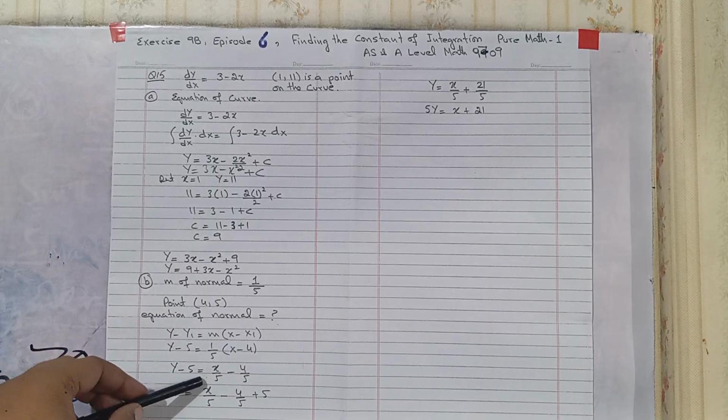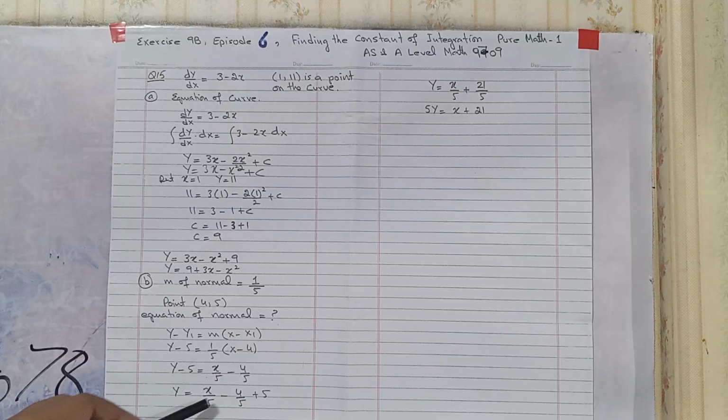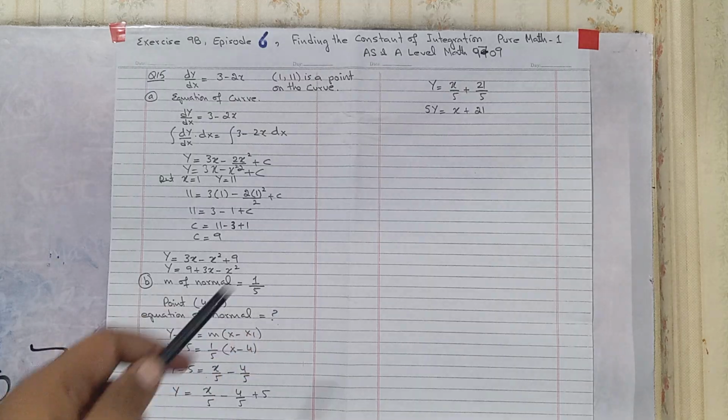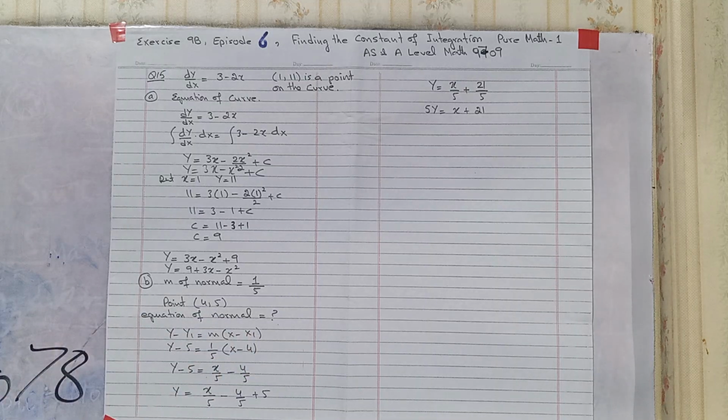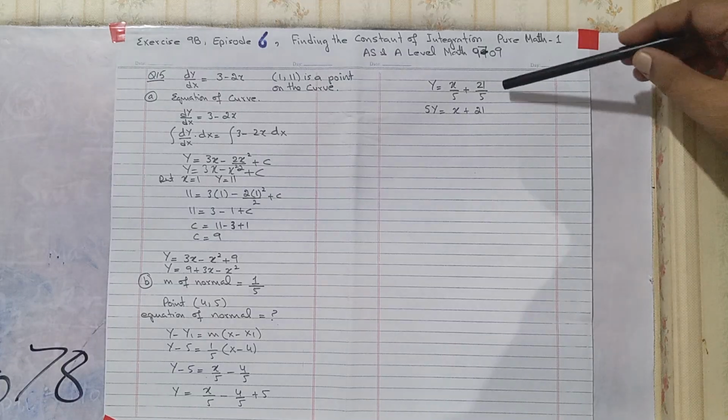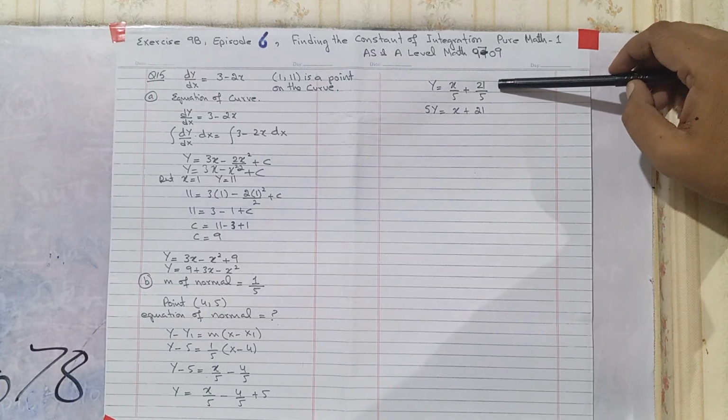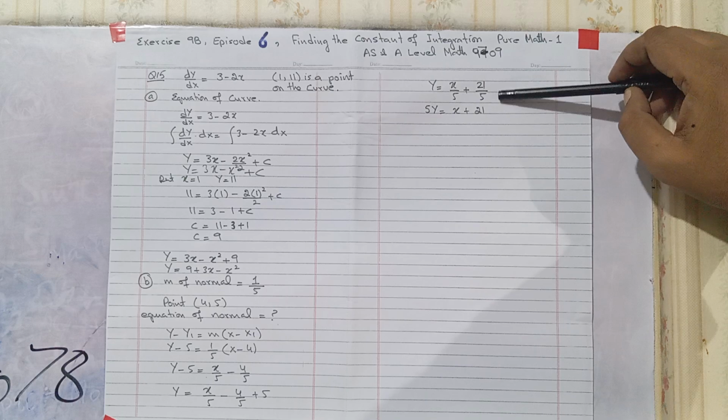So y minus 5 is equal to x by 5 minus 4 by 5. So y will be equal to x by 5 minus 4 by 5. This minus 5 will come here and it will become plus 5. So when you do on your calculator minus 4 by 5 plus 5, that will be plus 21 by 5. So y will be equal to x by 5 plus 21 by 5.